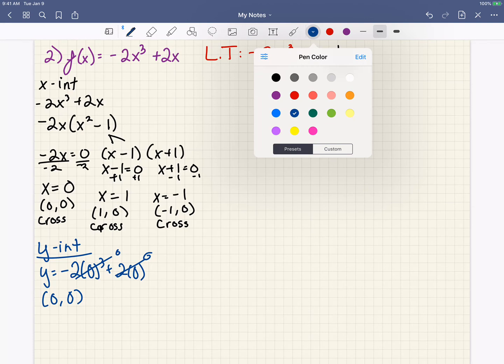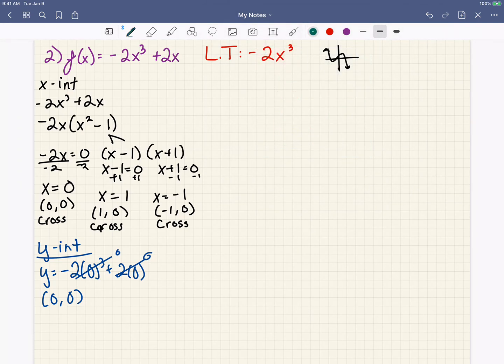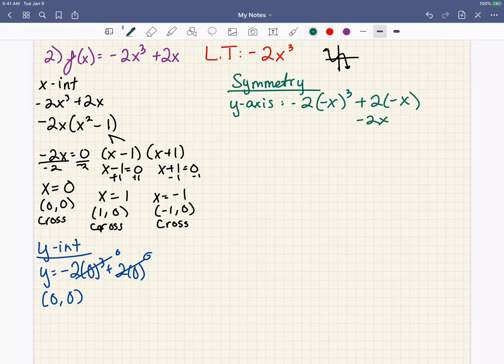Now I'm going to look for symmetry. I'm going to change color again. This one should be a little bit neater. So symmetry, I'm looking for the y-axis first. That means I'm going to change everything: negative 2, negative x cubed plus 2 times negative x. Well, I can already tell, I don't even need to look at this one. I know this is going to end up being a negative 2x, which is not what I have. So this would actually also be a positive, an entirely opposite answer. So I still need to figure this out.